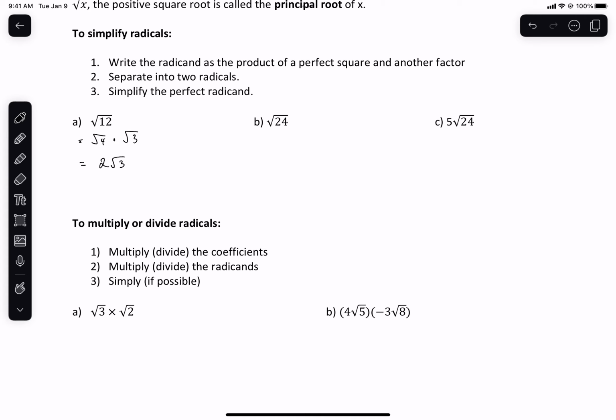Have you done this before? No? I don't know. I feel like I remember something. You might have seen some of it. It's just simplifying. We call this simplifying radicals.